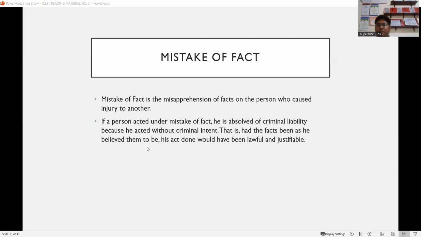So there's mistake of fact, misapprehension of facts. Kay if tinuod tong robber to nga iyang gipatay, he will be absolved of criminal liability. Why? Because he acted out in self-defense. Okay? But prank ra diay ito. So that's why there's mistake of fact. Therefore, absolved siya from criminal liability.